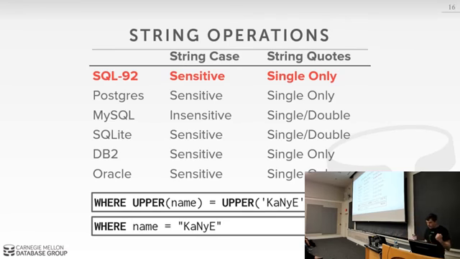The oddballs are both MySQL and SQLite. In SQLite, the strings are case sensitive, but you can use both single and double quotes to demarcate them. In MySQL, it's case insensitive, and you can use either single or double quotes. Now, my problem is that when I first started using database systems back in like 2000, I was using MySQL 3, and it's ingrained in my memory to just use double quotes because that's what we used back then.